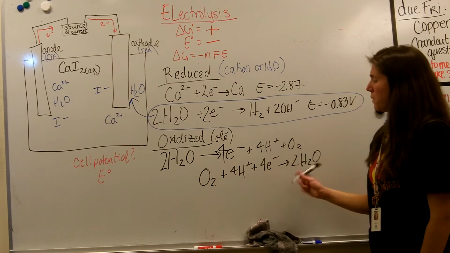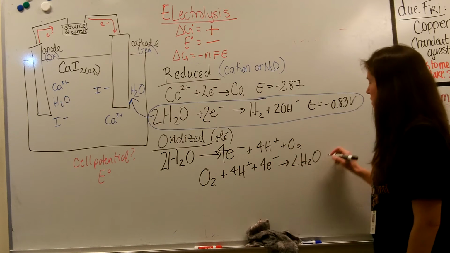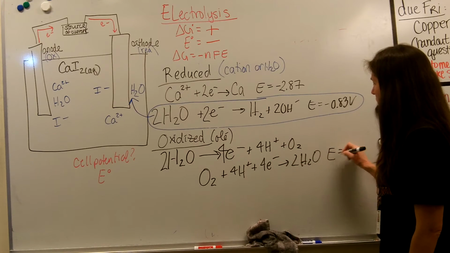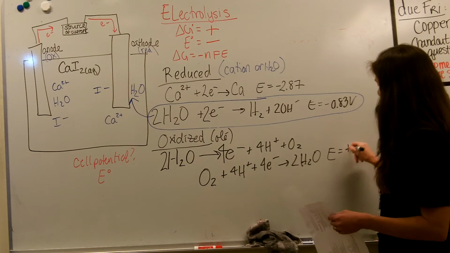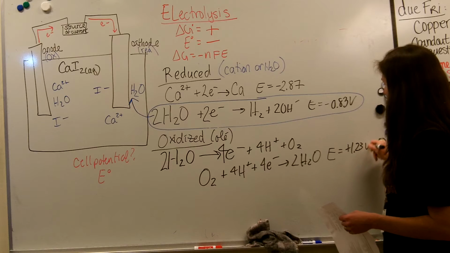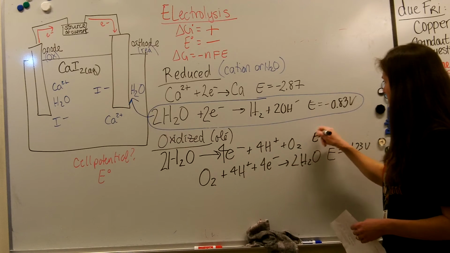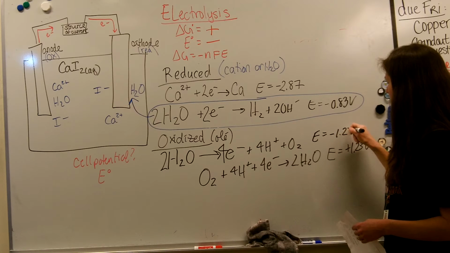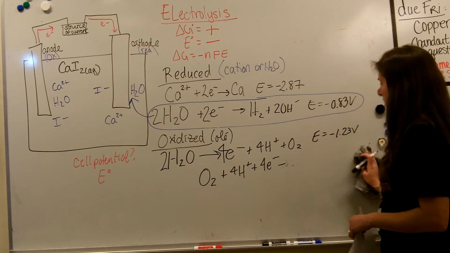And remember, when I flip around these reactions, the sign of E will change. So if the value of E here, given on my table of reductions, is plus 1.23 volts, the E value for the opposite reaction, E will be negative 1.23 volts. So this is one possible oxidation.